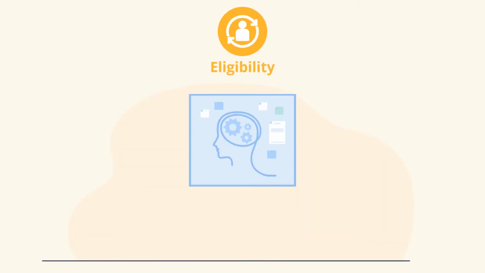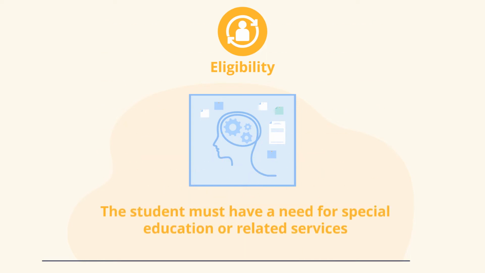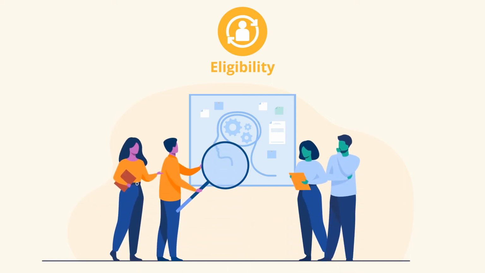Eligibility classification. To be eligible for special education, the student must demonstrate a disability in one of the 13 disability categories described by IDEA. The disability must adversely affect the student's educational performance, and the student must have a need for special education or related services. The team, including parents, will meet and review the data from any evaluations to determine if the student meets the requirements of IDEA and is eligible for special education and related services.